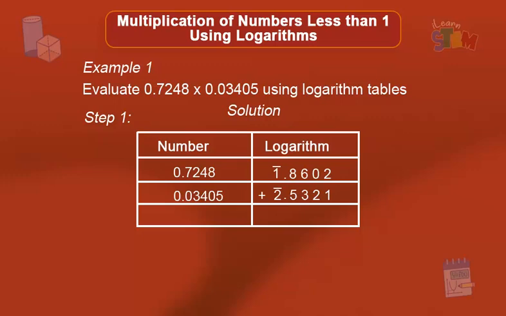Applying knowledge of addition and subtraction of numbers in logarithm from the previous lesson. 2 plus 1 is equal to 3. 0 plus 2 is equal to 2. 6 plus 3 is equal to 9. 8 plus 5 is equal to 13. We write 3 and carry 1 over. Let's calculate the characteristic separately.